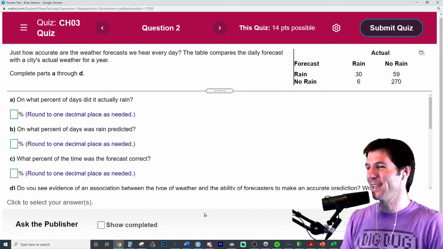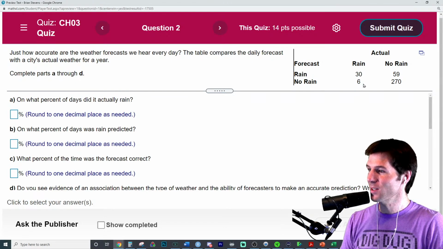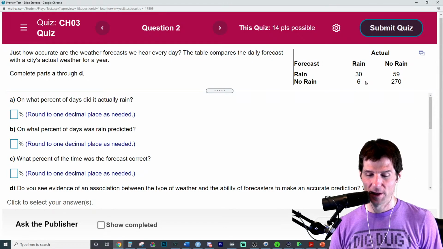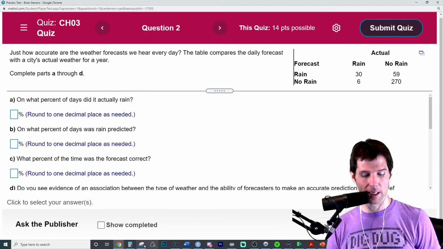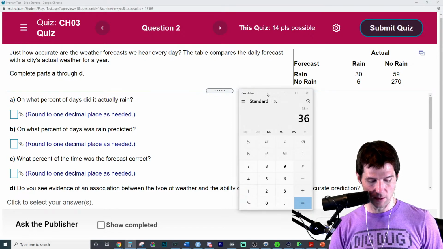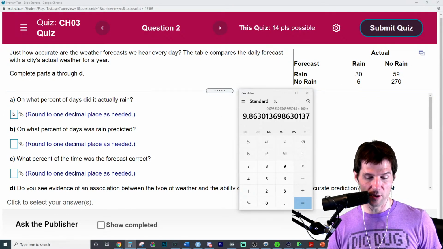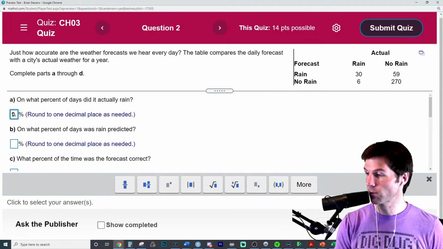On what percent of days did it actually rain? So we need to go to actual rain right here. Yeah, awesome. Just be able to read it, that's key. So we have 36 days it actually rained. There's 365 days in the year. So 36 out of the 365. And we want this as a percentage, so we're going to times it by 100. Once again, I'm adding up these two numbers. These are the days it actually rained. That's 9.86 when we round.